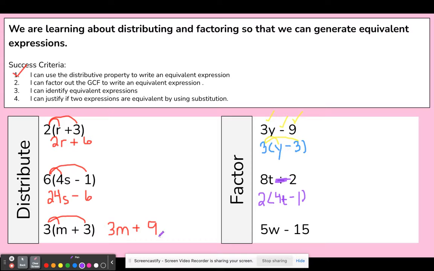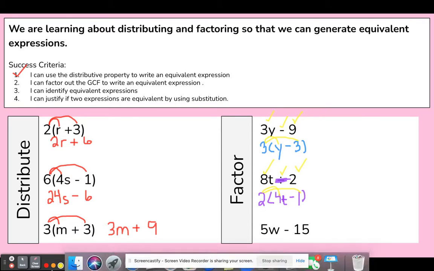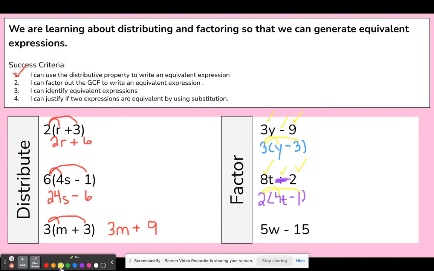Make sure my T looks like a T. Let's go back and double check. 2 times 4 gives me 8 with the T. 2 times 1 gives me a 2. Subtraction in the middle, subtraction in the middle. All of these should have a plus or a minus in the middle. Okay, they're all plus and minus. Otherwise, you could have actually simplified it.